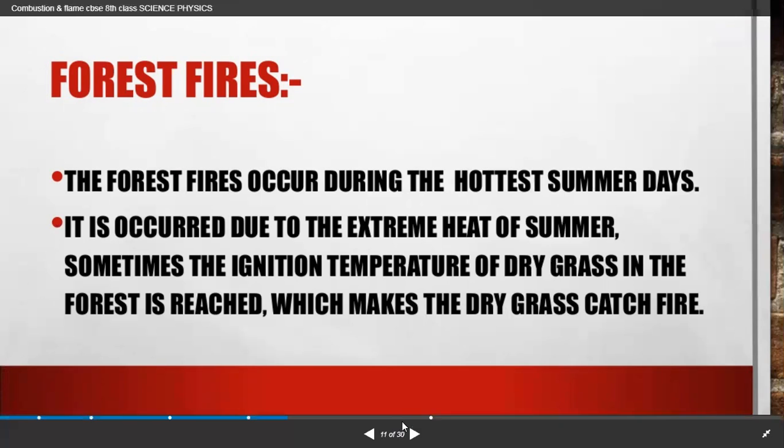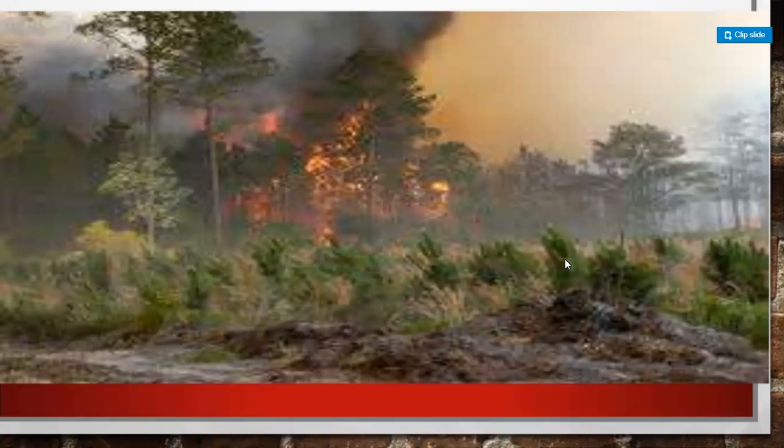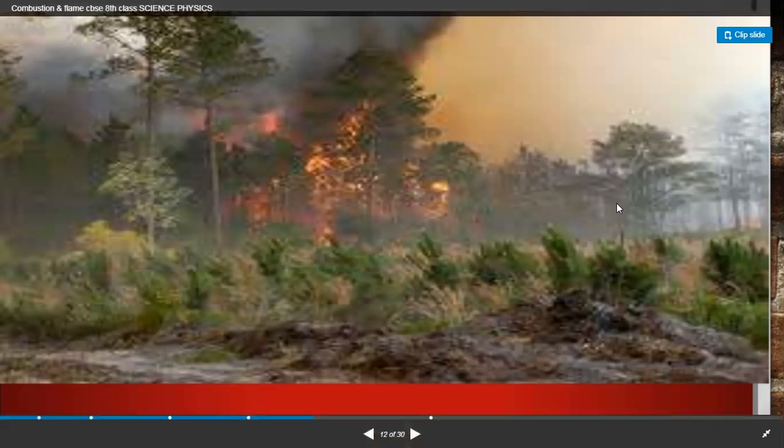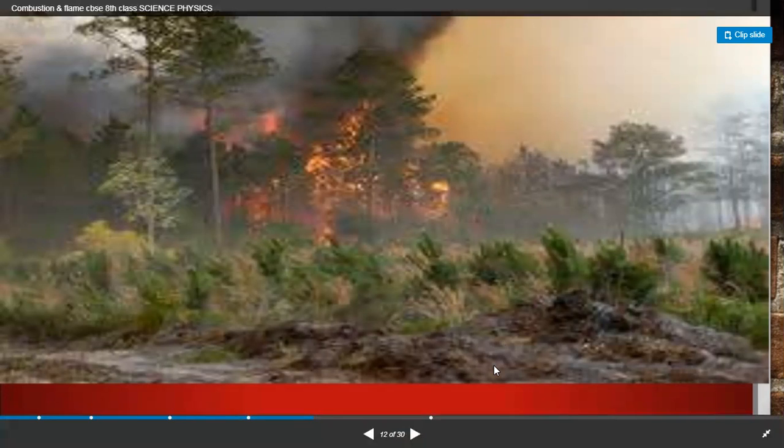You can see here a forest fire. It is sometimes uncontrolled, and it is very difficult to control and handle such forest fires when they occur. Why does it occur? Because the heat is provided by the sun. Sunlight falls on the dry grass, but sometimes during hot summer days, the heat provided by the sunlight becomes equal to the ignition temperature of the dry grass, due to which it catches fire.